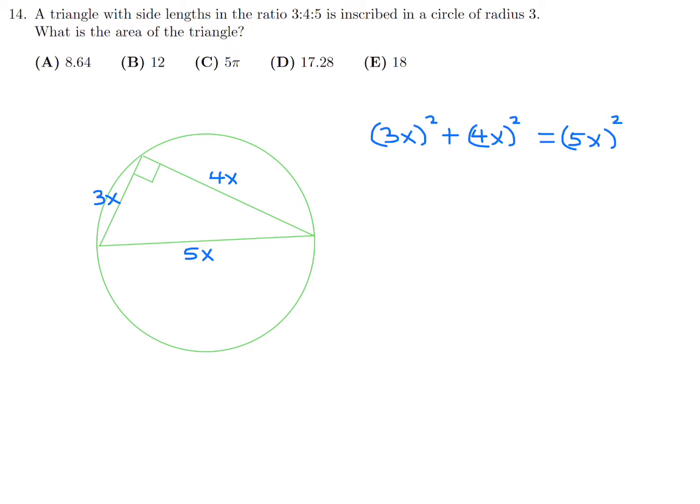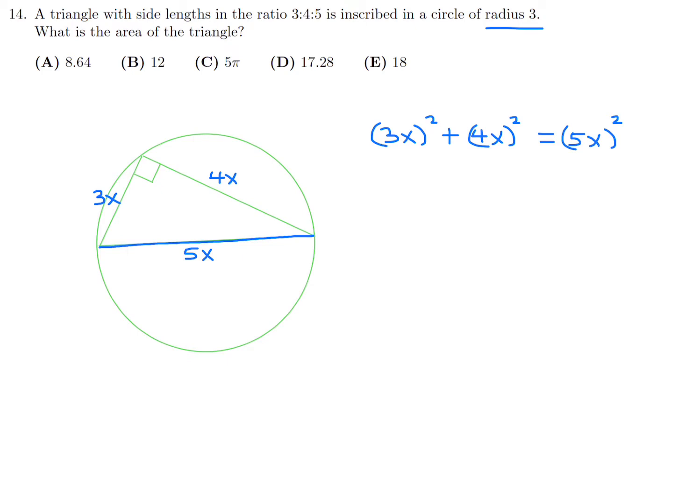So that definitely helps, right? So what do we know? We know that the circle has a radius of 3. One thing is that if you have a triangle and you draw it inside the circle so that the vertices of the triangle touch the edges of the circle, and that angle is 90 degrees, what that means is that this is the diameter.